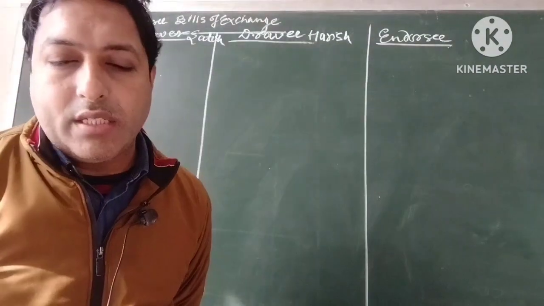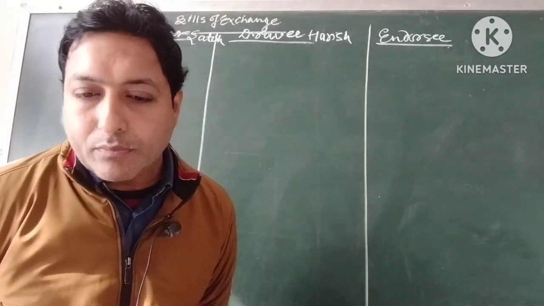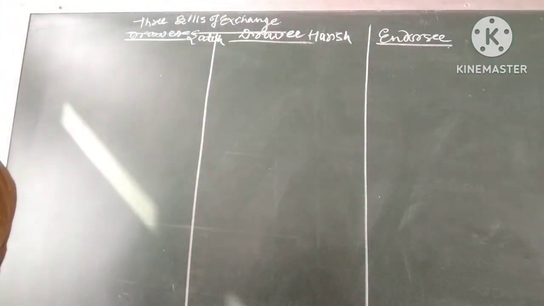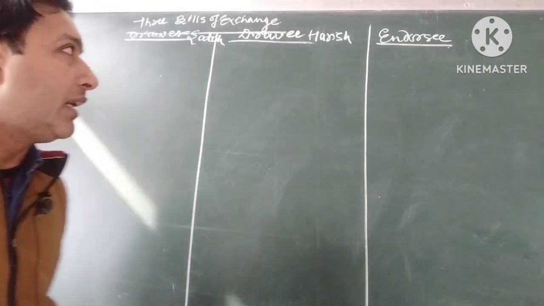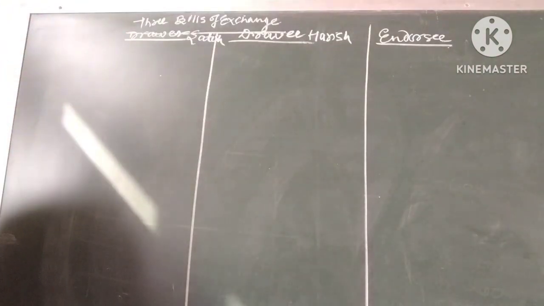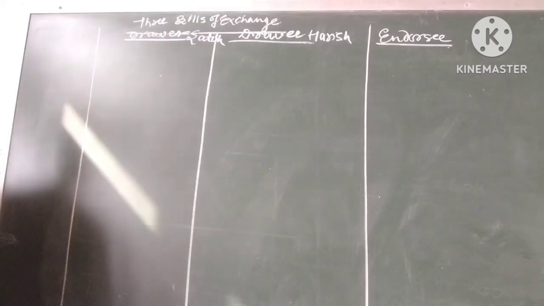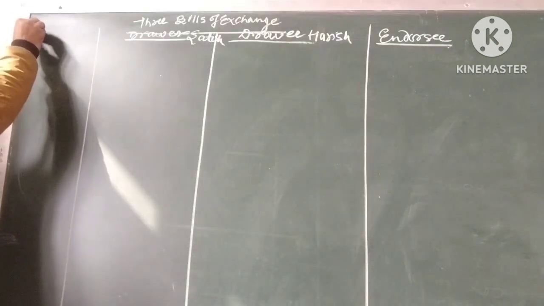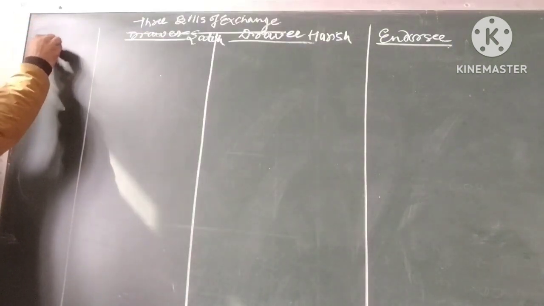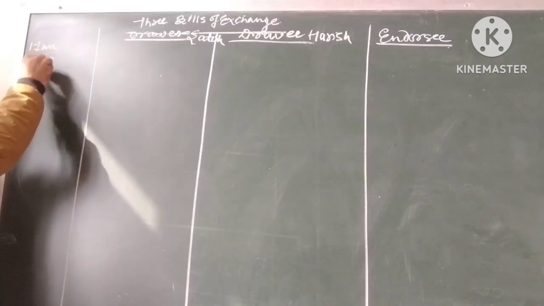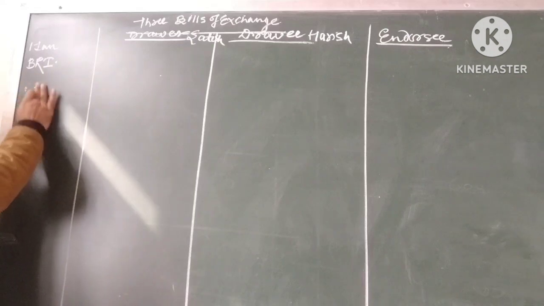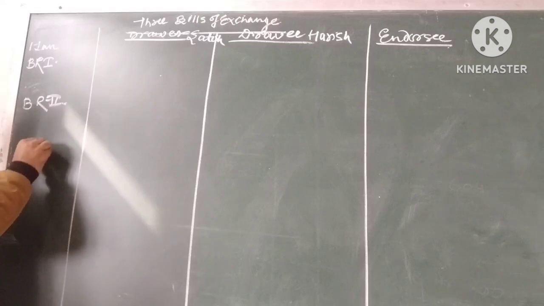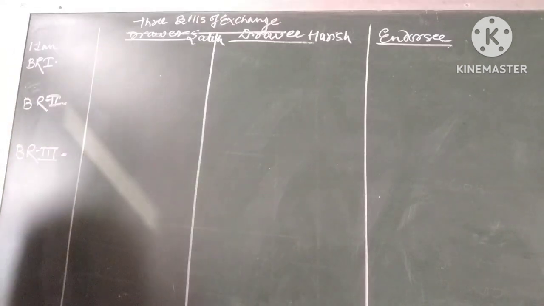Three bills of exchange in full settlement of the claim. The first bill for 14,000 at 1 month. So the first bill has been written for one month. Is it clear? On first Jan he has written the first bill: BR number 1, BR number 2, and BR number 3. Okay, 3 bills written.